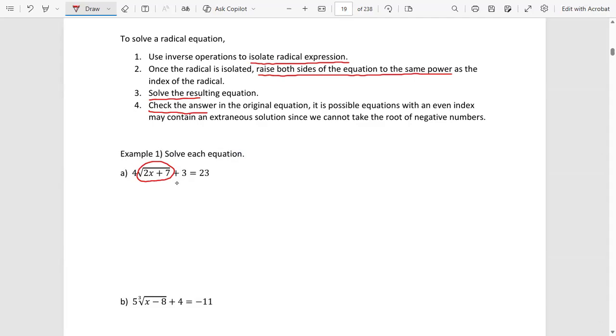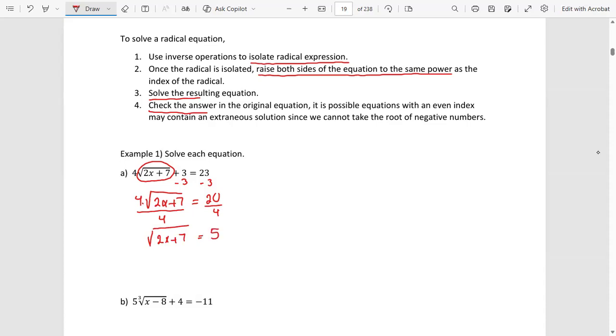To cancel positive 3, I need to subtract 3 from both sides. 23 minus 3 is 20. Then I need to cancel 4. 4 is multiplying the radical, so I have to divide both sides by 4. So now I have the radical of 2x plus 7, which is equal to 5. Okay, I'm done with step 1.